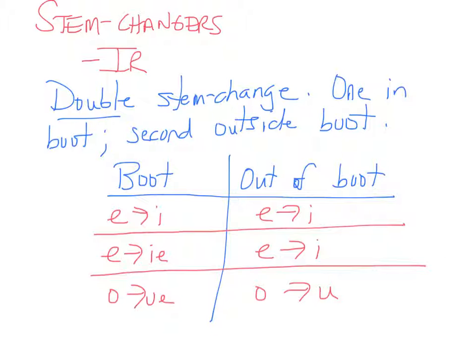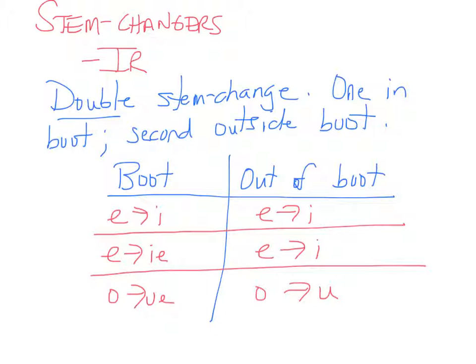This part of the stem changers in the present subjunctive is perhaps the most difficult to remember to do, and that is for verbs that are stem changers that end in IR, and this has a very particular rule that goes with it. If the verb is a stem changer and it ends in IR, you're going to do a double stem changer. That's correct, a double stem change. You're going to make one stem change in the boot, which is what you would normally do anyway, and you're going to make a second and sometimes different stem change outside of the boot.